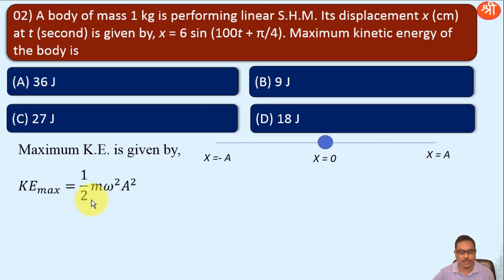Maximum kinetic energy is half mv square, but velocity at mean position is maximum, which is omega a. So if we keep that value, we get the formula for maximum kinetic energy as half m omega square a square.